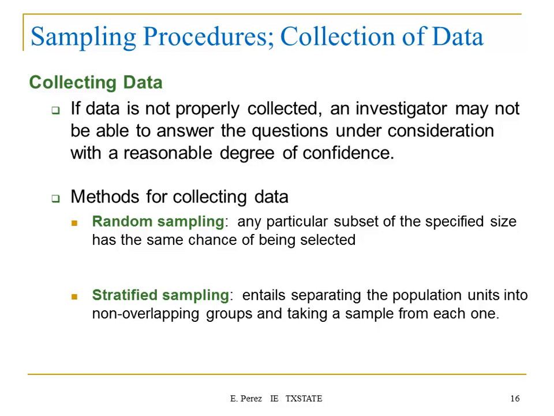Say we have this room. All of you are the population that I'm trying to study, and all of you have the same chance to be selected because I'm not dividing you into groups, let's say by gender or degree or any other type. That's what we call random sampling. We can also have stratified sampling. In here you have separation: separate the population into non-overlapping groups and take a sample from each one. So let's say I divide you by degree, then I can pick from different groups and you're going to have a different probability of being selected.